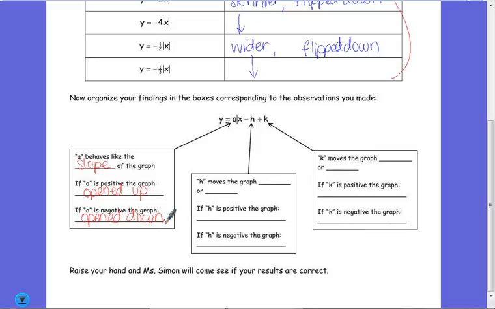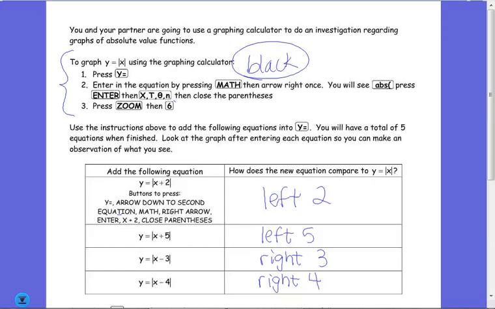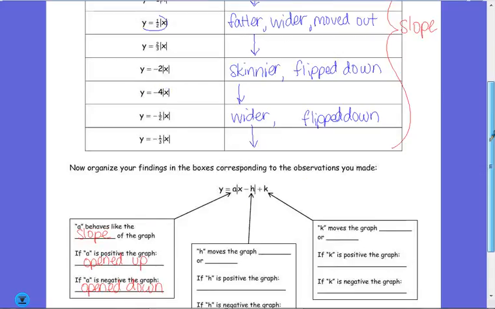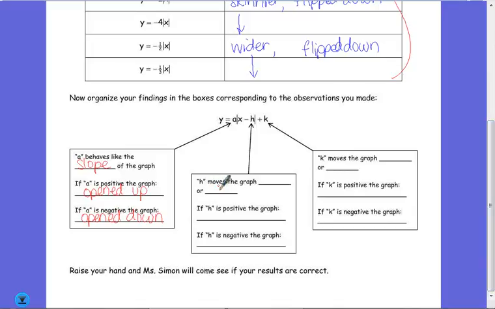Okay, so this next letter, this H, which box was that? Well, you're going to have to go back a page, so we're going to flip back here. H is inside the bars. That would be these 4. Well, what did you notice? What was the word that we consistently wrote down? We either wrote down left or right. So we're going to go over to that box, and we're going to fill in: H moves the graph left or right.